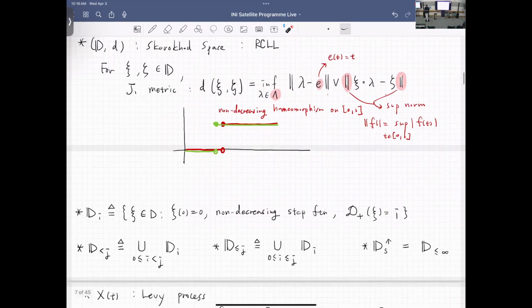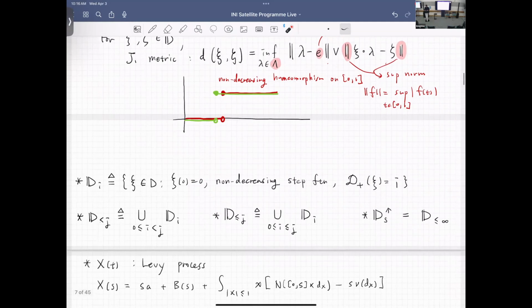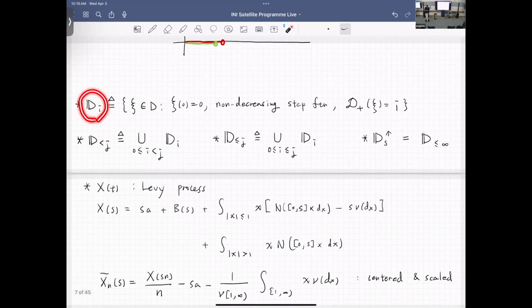All right, so now we're going to define D sub I as the paths that start from 0, non-decreasing, and they're step functions. So it's continuous, constant almost everywhere. And there are exactly I jumps.